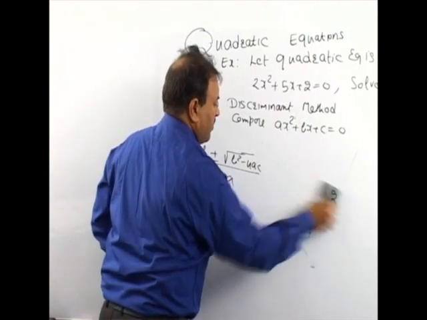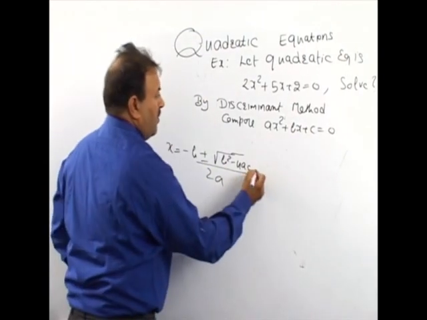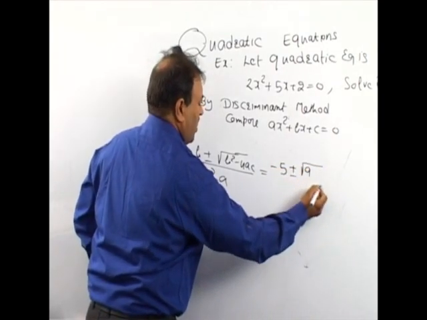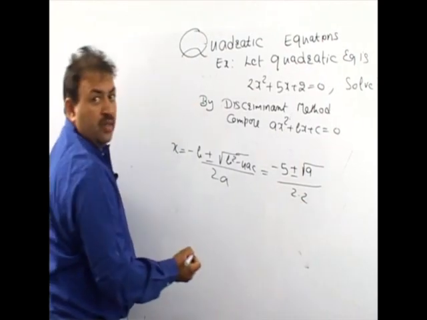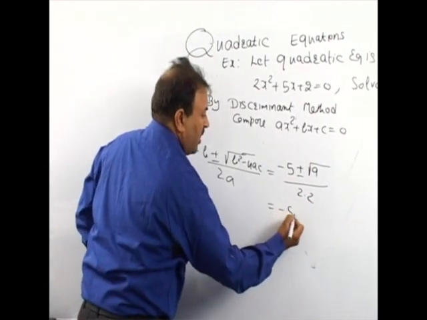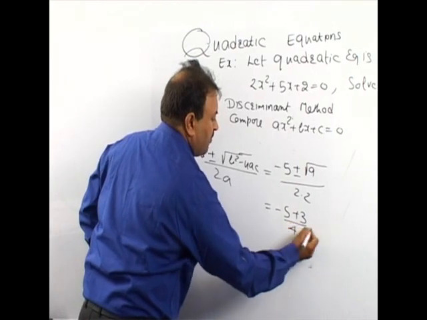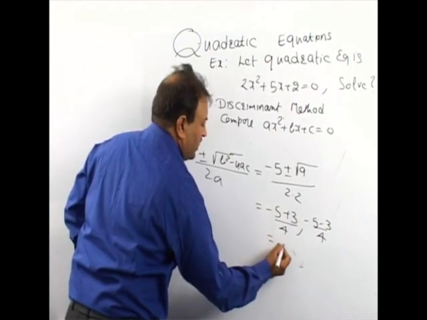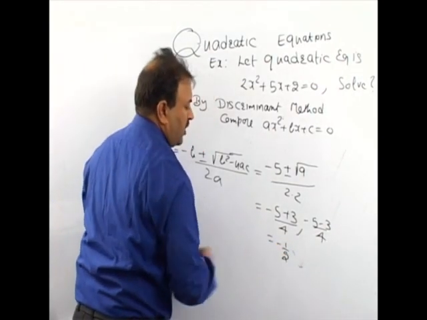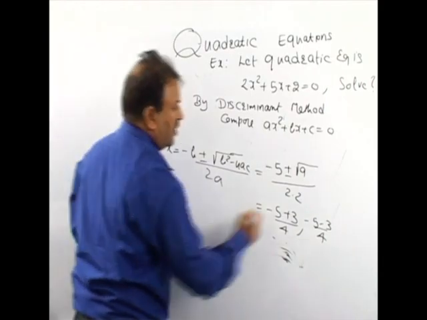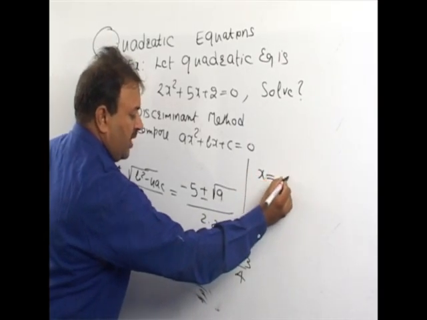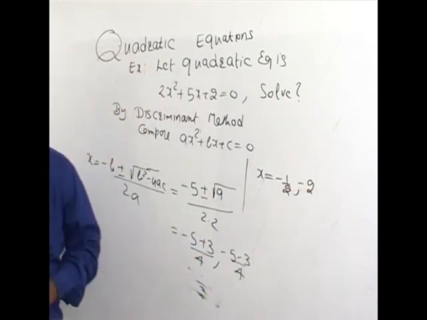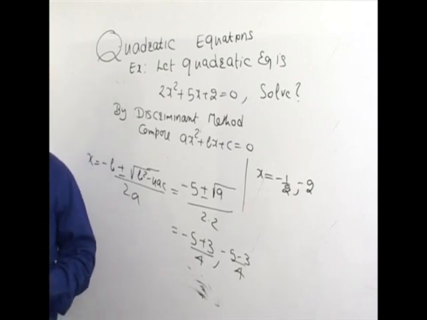Now it will come out to be minus 5 plus minus root 9 upon 2 into 2. This is equal to minus 5 plus 3 upon 4, minus 5 minus 3 upon 4. It is minus 1 by 2, and the roots will be x is equal to minus 1 by 2 and minus 2. So we got the same roots by solving either method.